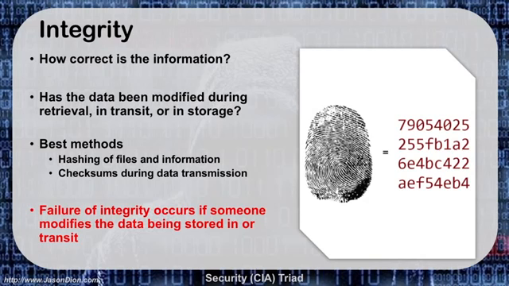The failure of integrity occurs if someone modifies the data either while it's being stored, while it's being retrieved, or in transit. And those can happen in lots of different ways. We'll talk about things like data diddling, salami techniques, and others as we talk about the theft of integrity. The theft and destruction of integrity of a file.